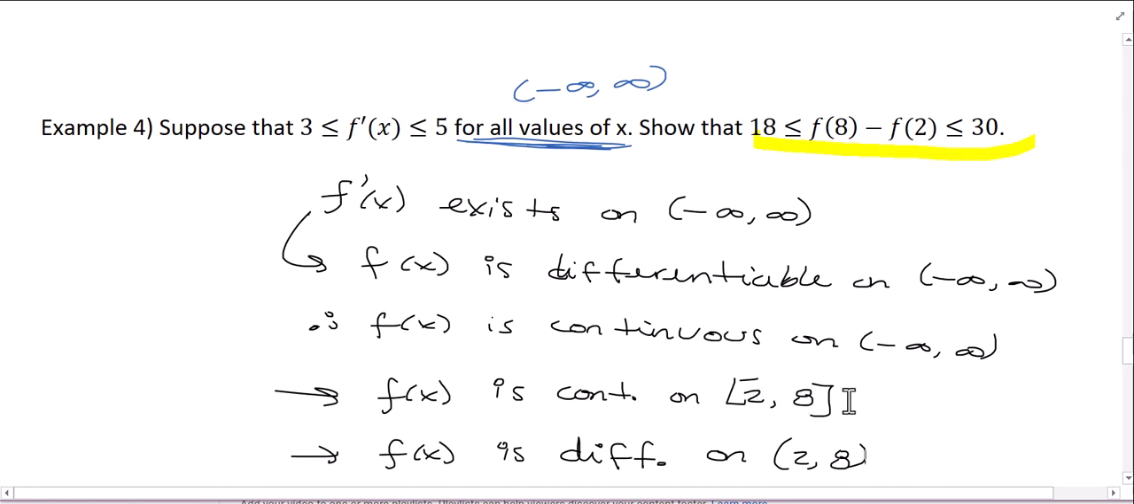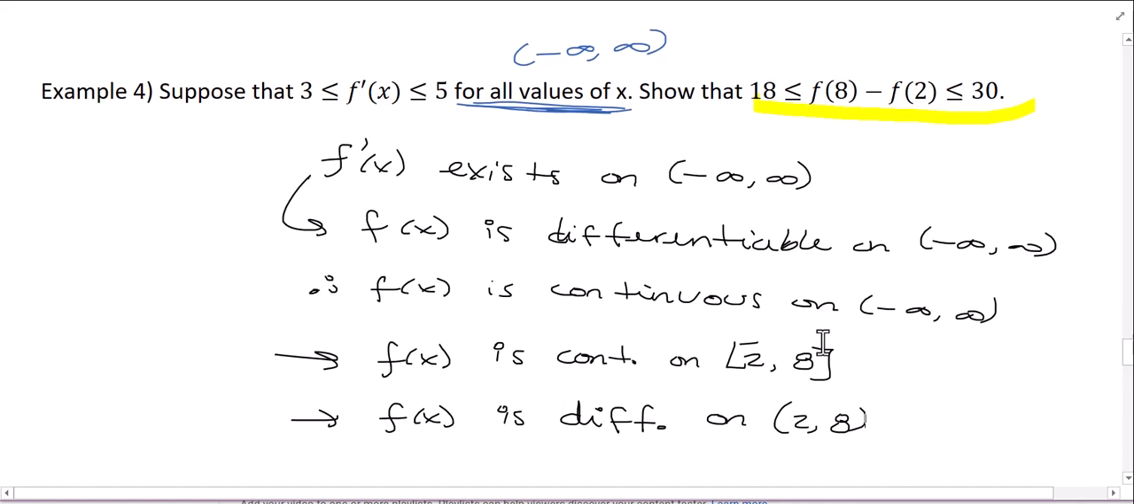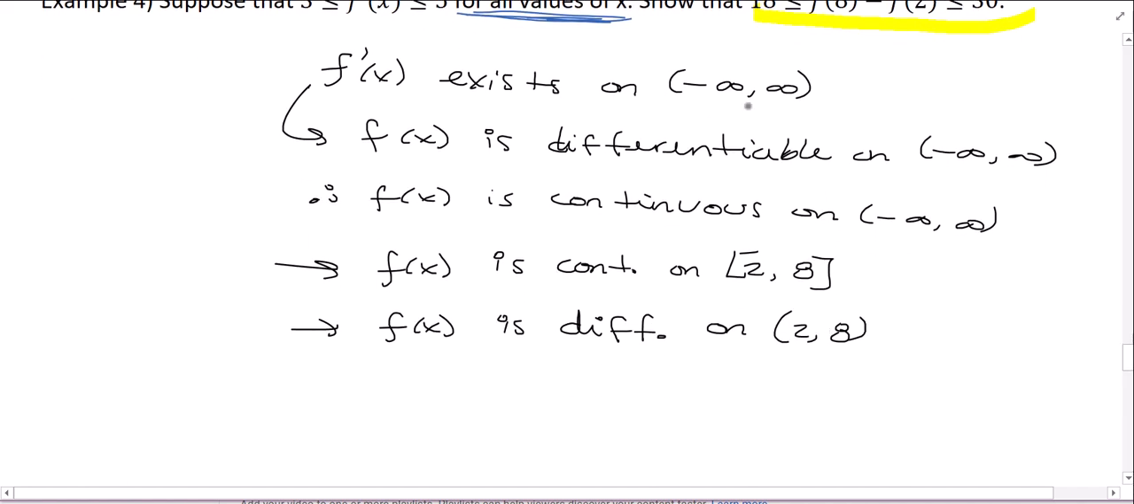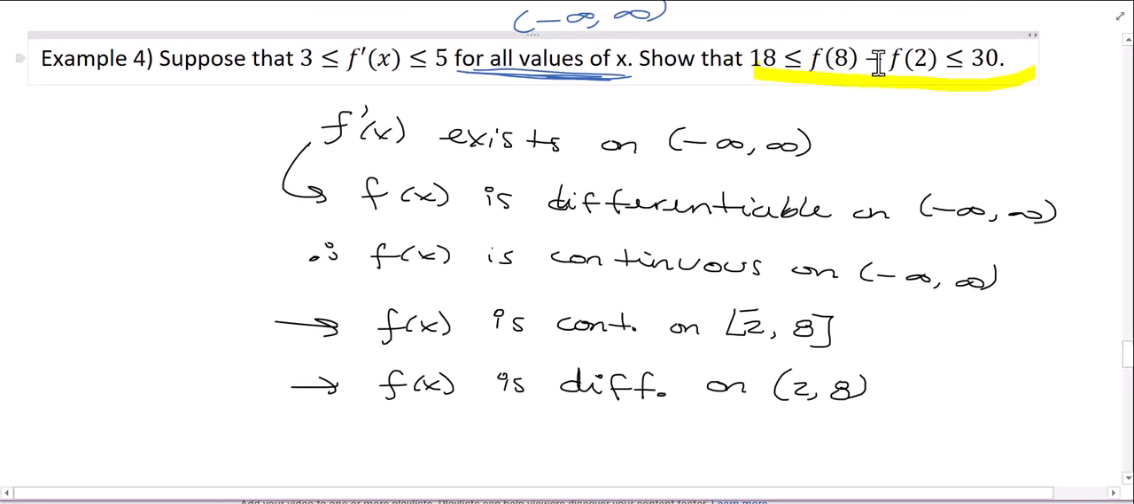And why am I choosing an interval? Because Rolle's theorem and the mean value theorem require a closed interval for continuity. So I need to get my hands on a closed interval, so that f of 8 minus f of 2 helps me get my hands on the closed interval. So I don't know anything about f of 2 and f of 8, so it's probably not Rolle's theorem, but I have the two conditions for the mean value theorem.